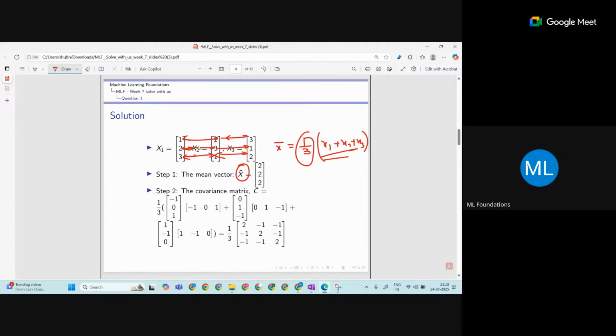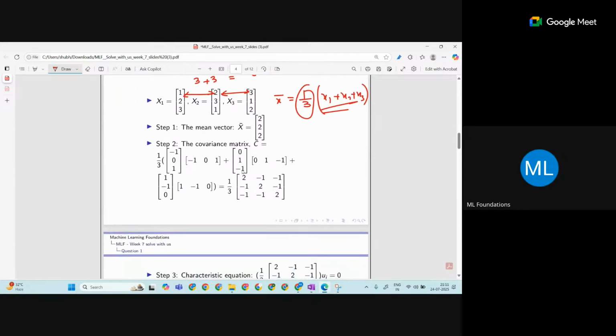If you want to verify, I can verify at least the first entry. This will give 3, and this 2 will give plus 3, and this is 6, right? The first entry is going to be 6, and then you divide by 3. Similarly, you can compute the others also. So this is how you can calculate the mean vector. Once we found the mean vector, then we find the covariance matrix.